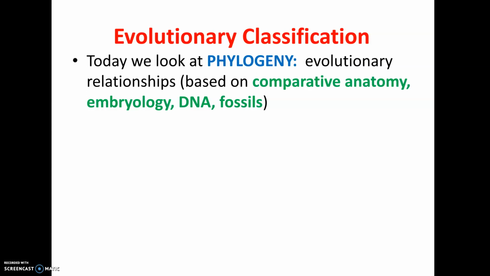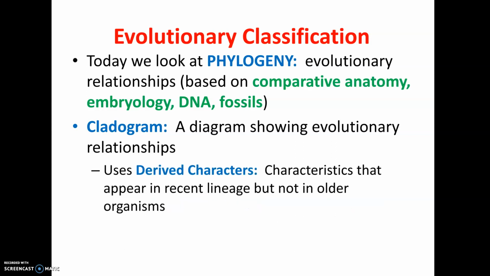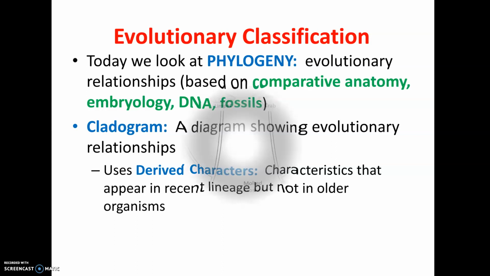I'm not going to spend a lot of time because we've already talked about these: comparative anatomy, embryology, DNA, and fossils. And what we make is called a cladogram, which is like an evolutionary tree that shows the relationships between the organisms. And so it uses something called derived characters or derived characteristics that show when or at what point in evolution these different characteristics appeared.